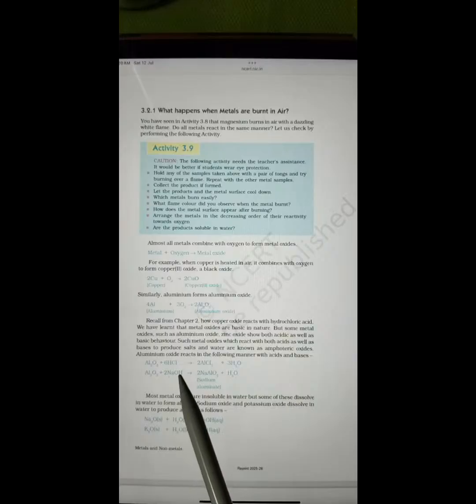Al2O3 plus 6HCl will give you 2AlCl3 plus 3H2O. Al2O3 plus 2NaOH will give you 2NaAlO2 plus H2O, that is sodium aluminate.